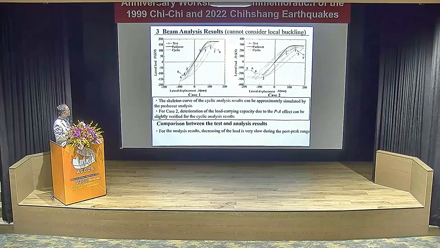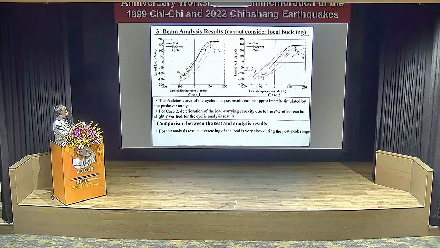This is a beam analysis result. Case one is a thin-walled section, and case two is a relatively thick-walled one. And this is a test result. The red line is the result of the pushover analysis, and the dashed line is the result from the cyclic analysis. The skeleton curve of the cyclic analysis results can be approximately simulated by the pushover analysis.